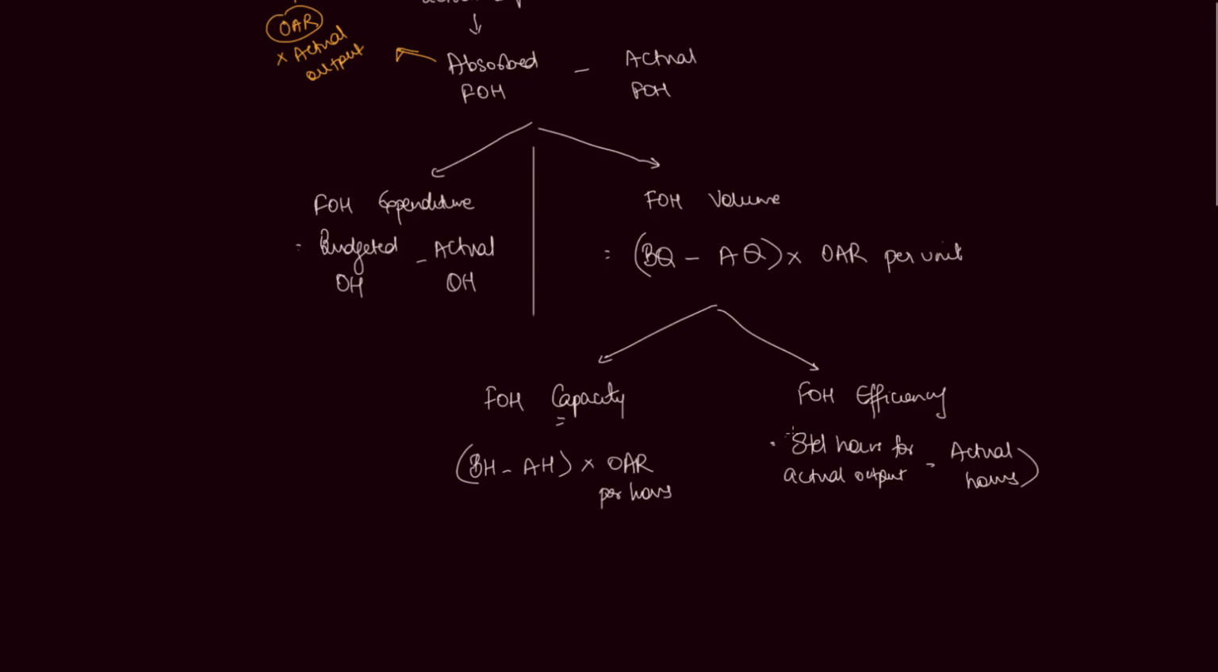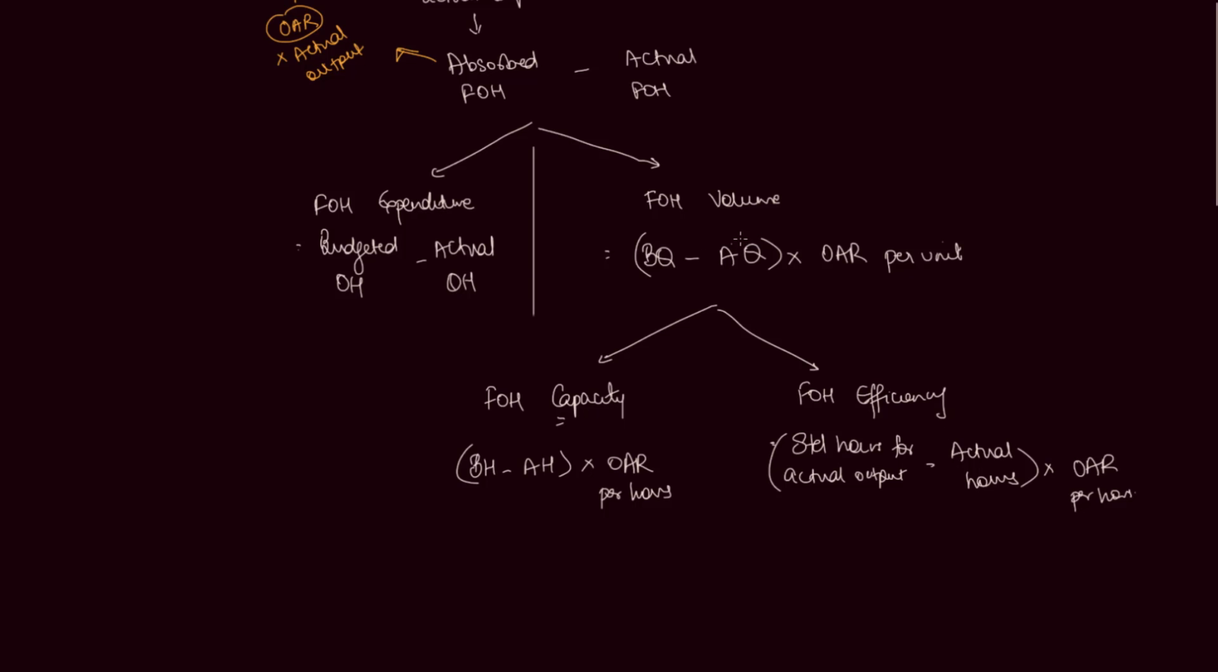That will help us understand a rough idea about the efficiency of the workers. But this difference will be in hours. This will have to be multiplied with the overhead absorption rate per hour to arrive at the fixed overhead efficiency variance here. If the actual hours taken is higher, it will be an adverse variance. If the actual hours taken is less than the standard hours, then it will be a favorable variance.